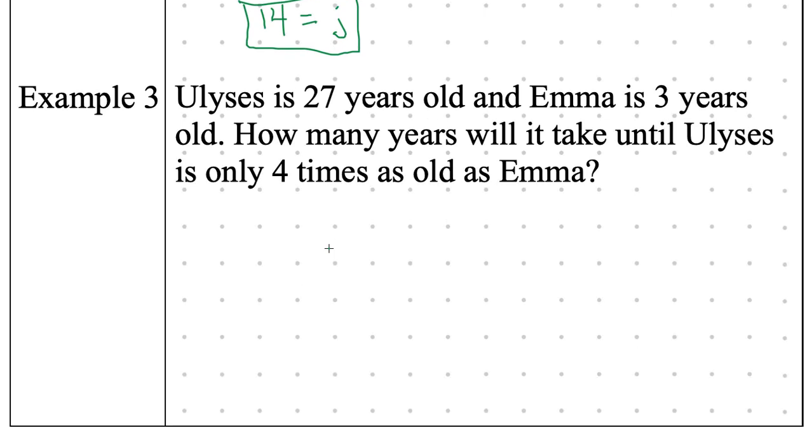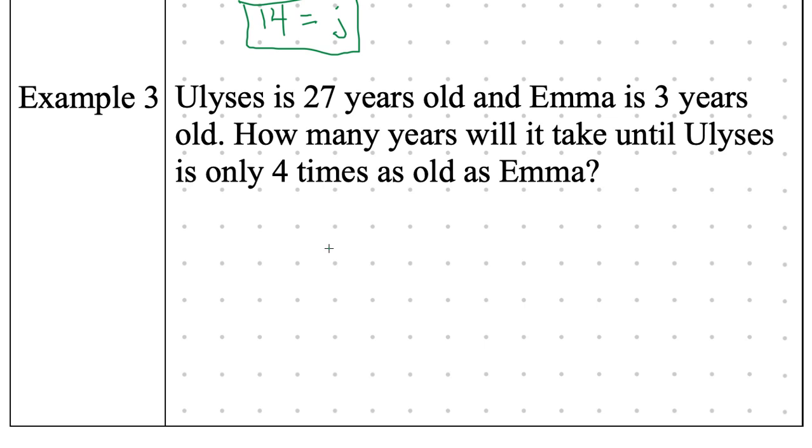Example number 3. Ulysses, do you want to read yourself? Or maybe Emma? I don't know who wants to do it. All right, Ulysses, go for it. Ulysses is 27 years old and Emma is 3 years old. How many years will it take until Ulysses is only 4 times as old as Emma?